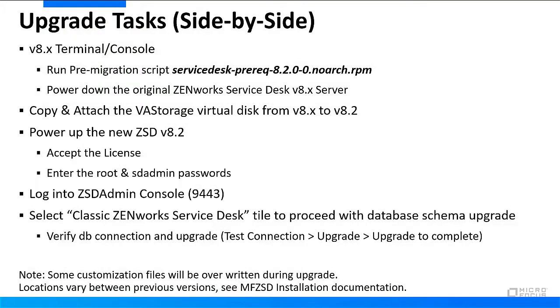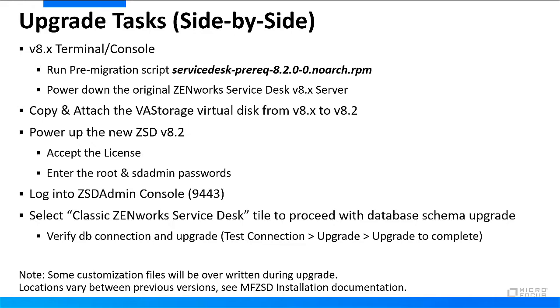Upgrade tasks. In this instance, we're going to do a side-by-side. The OS changed, so we're going to upgrade from version 8.1.1 to version 8.2.0. We're going to open up the terminal console on the version 8.1.1 device. We're going to run the pre-migration script, the Service Desk prereq 8.2.0. This prepares the disk for the upgrade. We're going to power down the original ZENworks Service Desk server. We're going to copy and attach the VA storage virtual disk from the original server to 8.2, and we'll show you this in our demonstration.